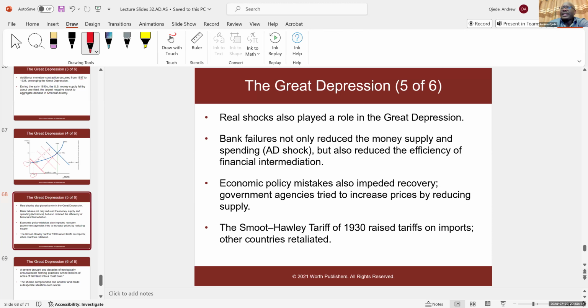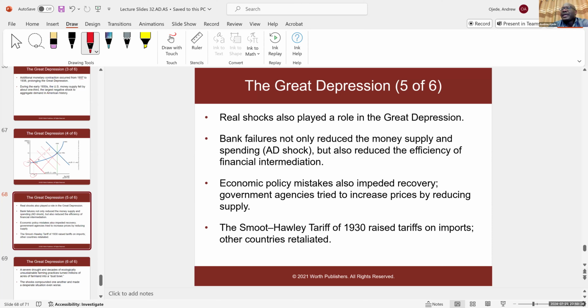But real shocks also played a role in the Great Depression, though. Bank failures not only reduced the money supply and spending, but also reduced the efficiency of financial intermediation. Economic policy mistakes also impeded recovery. Government agencies tried to increase prices by reducing supply. For example, the Smoot-Hawley tariff was passed into law in 1930, which raised the tariffs on imports.